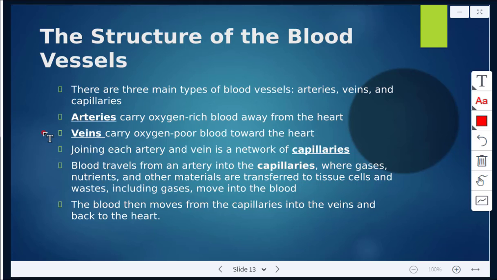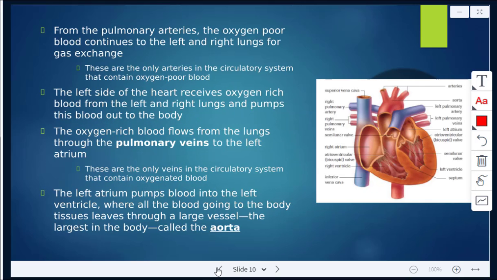Veins carry oxygen-poor blood towards the heart. And the only exceptions, like I said before, were the pulmonary arteries. They're the only arteries in the circulatory system that contain oxygen-poor blood. And the other exception was the pulmonary veins. They're the only veins in the circulatory system that contain oxygenated blood, or oxygen-rich blood.